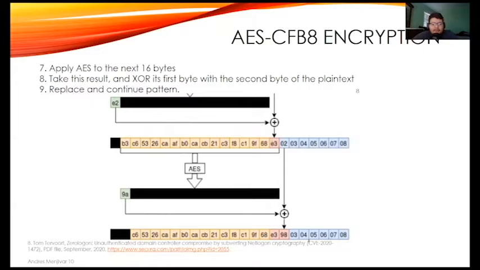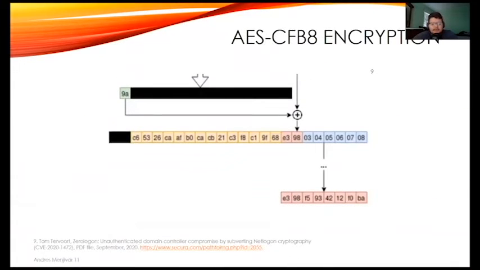Now, when we run this through the AES encryption, we again take the first resulting byte, and we XOR that with the plaintext of the second byte. And then after that, we get the result, and we replace our plaintext with the new ciphertext byte. And we continue this process up until the point that we've encrypted the entire plaintext message.